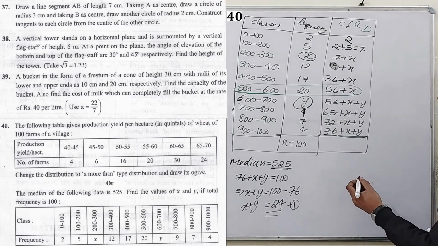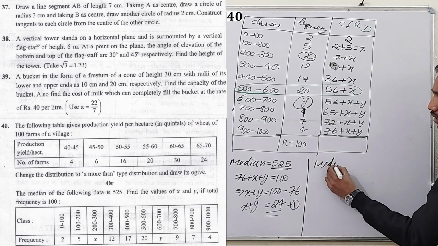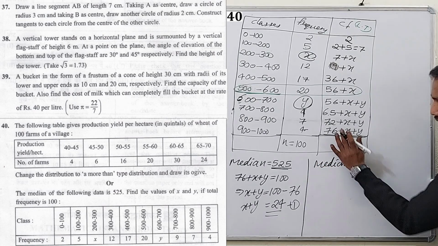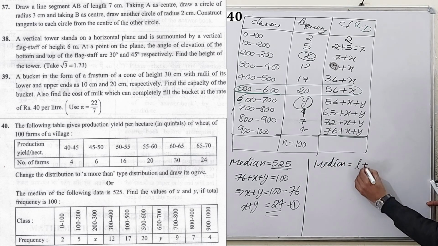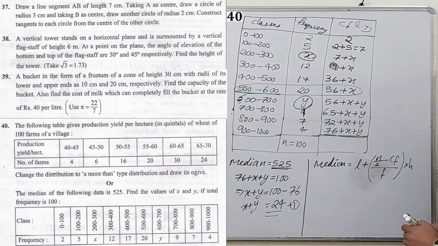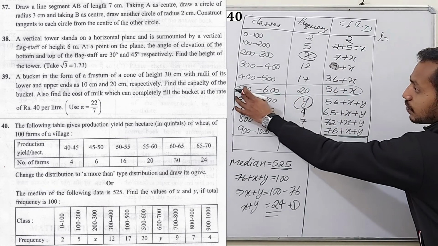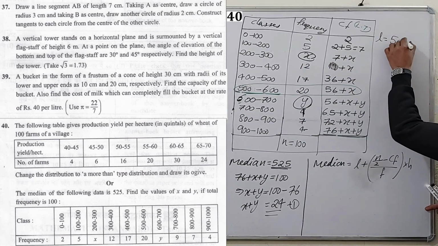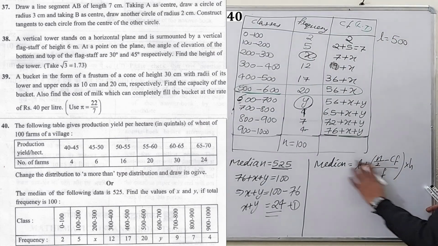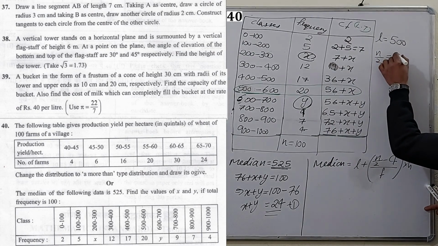What is the formula for calculating the median? Median is equal to L plus n by 2 minus CF divided by F into H. So we need to get these values. The first one is L. Lower limit of the median class is 500. Then what is n by 2? N is 100, so n by 2 is equal to 50.